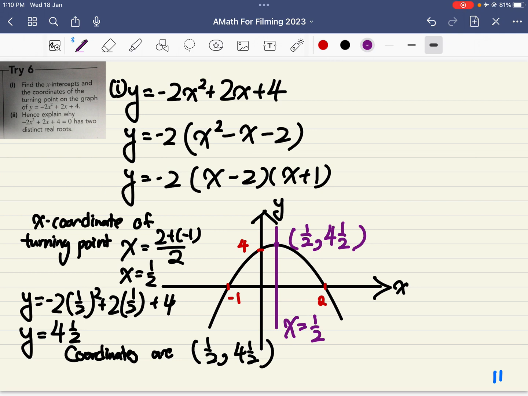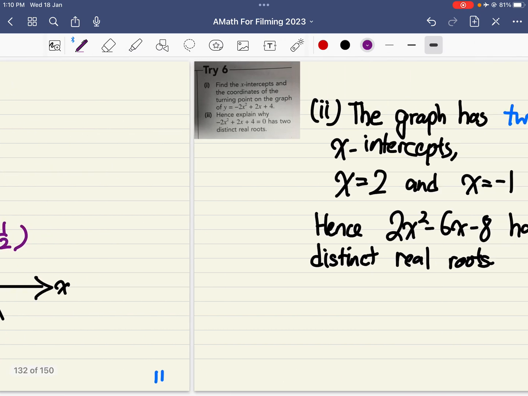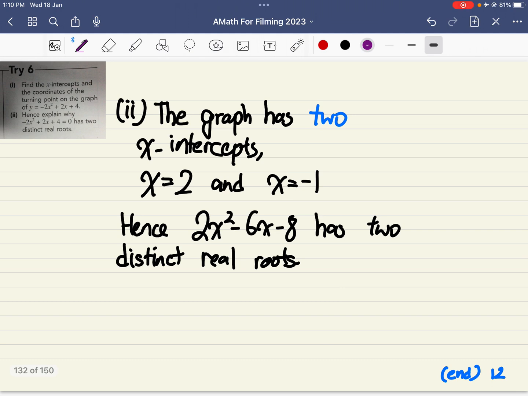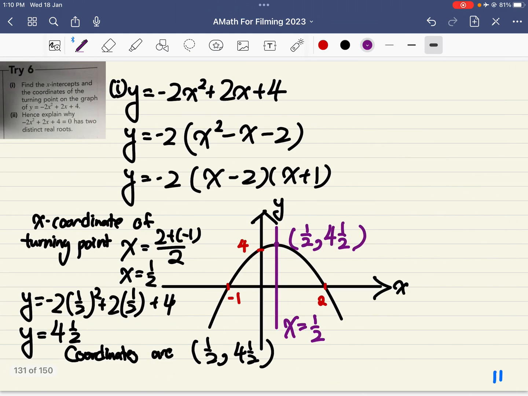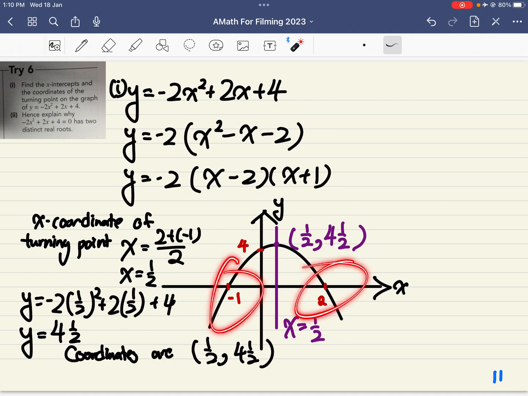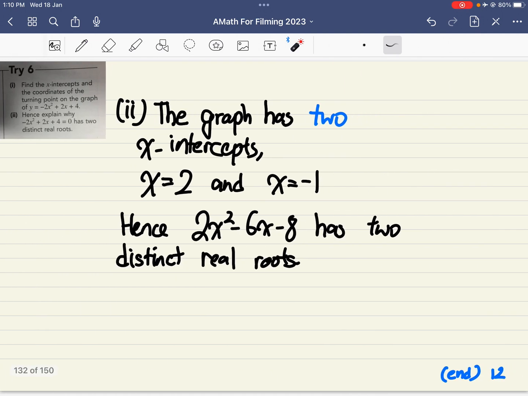Next, they say to explain why negative 2x squared plus 2x plus 4 equals 0 has two distinct real roots. The graph has two x-intercepts, x equals 2 and x equals negative 1, as shown here and here. Therefore, it has two distinct real roots.